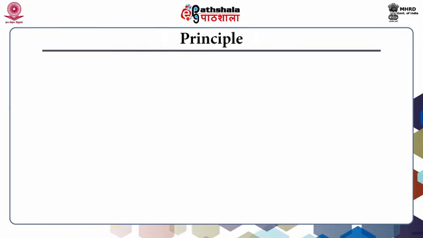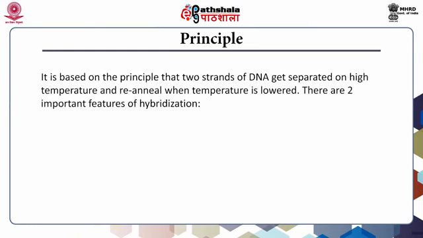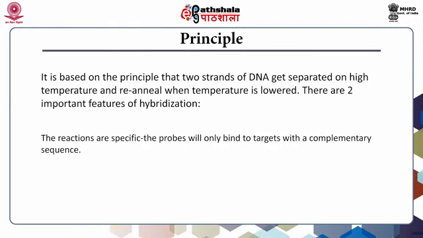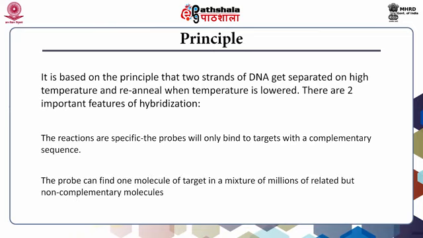So, let us discuss first the principle of hybridization. It is based on the principle that two strands of DNA get separated at high temperature and re-anneal when the temperature is lowered. There are two important features of this process. The reactions are specific, that is, the probes will only bind to targets with the complementary sequence. Second, the probe can find one molecule of target in a mixture of millions of related but non-complementary molecules.